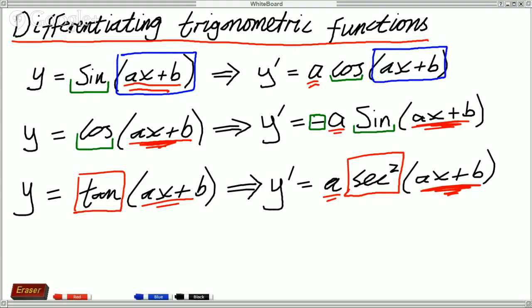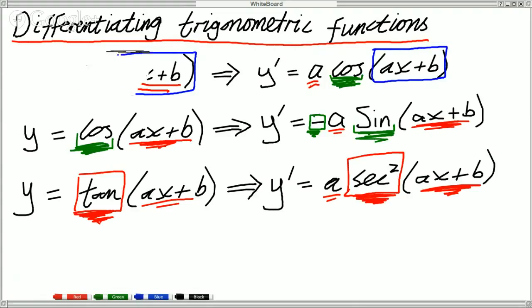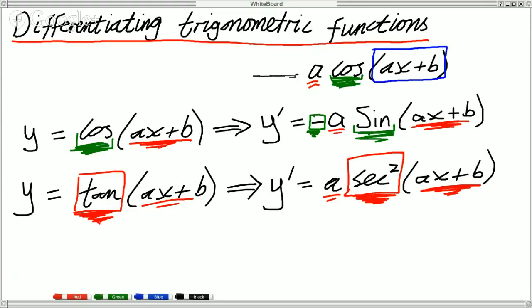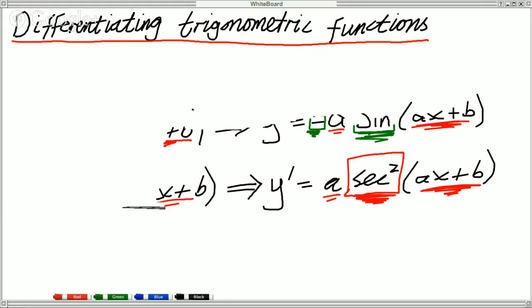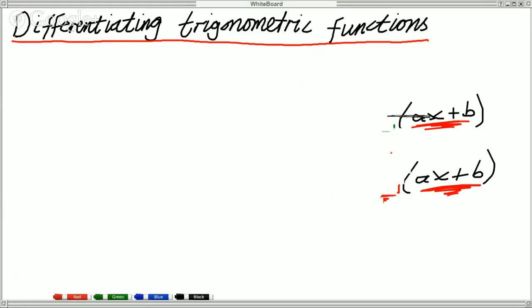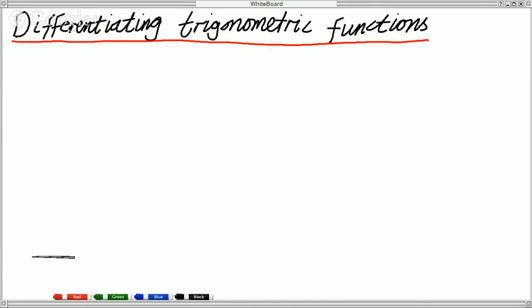So if you're going to remember one thing from this lesson, and hopefully it's more than one: sine, if you differentiate it, will turn into cos. Cos, if you differentiate it, will turn into negative sine. And if you differentiate tan, it will turn into sec squared. So let's have a go at doing some examples now. And you can apply the product rule, quotient rule, chain rule, all of these in your normal processes. This is just how we differentiate trigonometric functions.